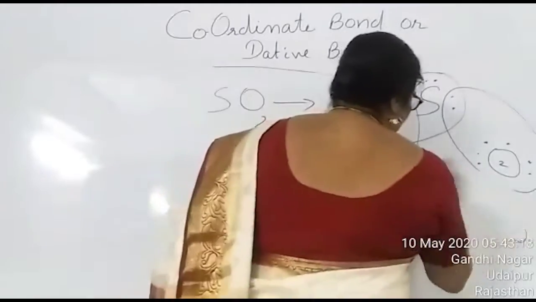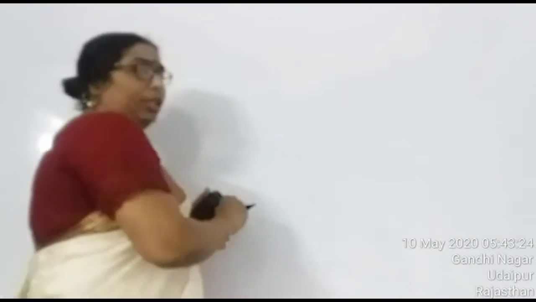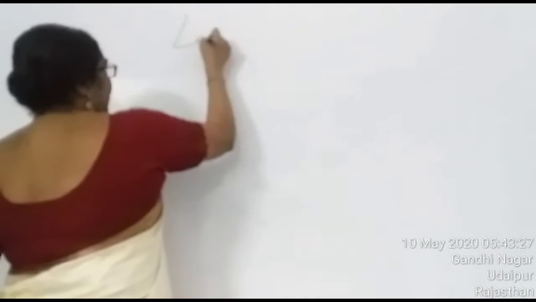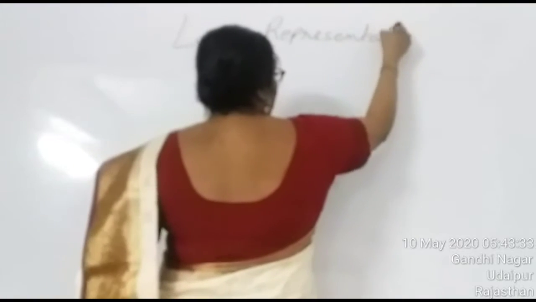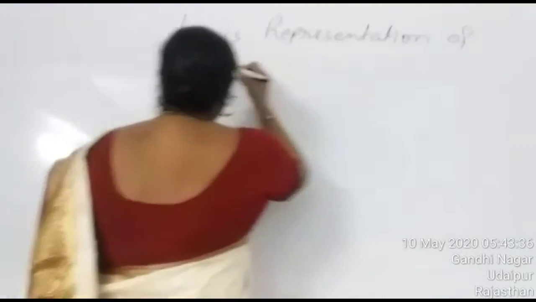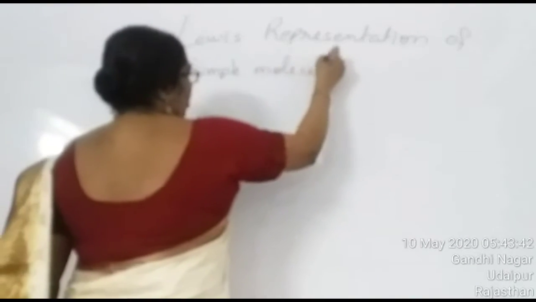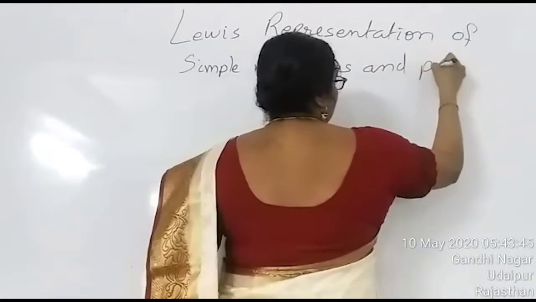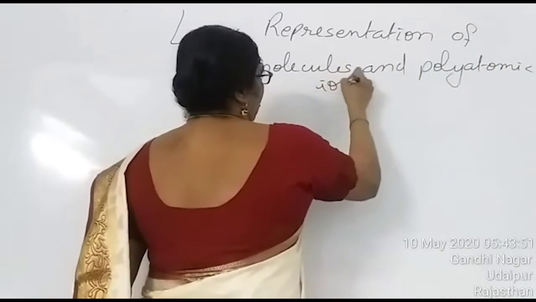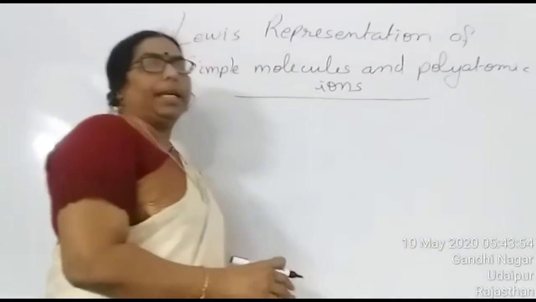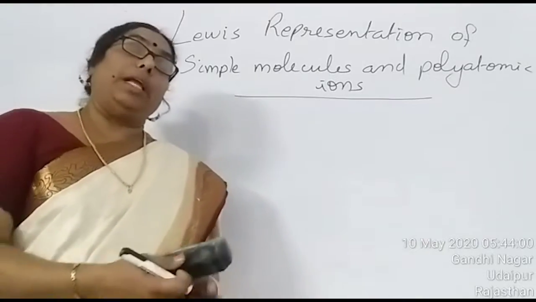Lewis representation of simple molecules and polyatomic ions. Okay, we are going to study Lewis representation of simple molecules and polyatomic ions. Last class, in the first class of this, you studied the Lewis dot structure. Now we are going to explain Lewis representation, the Lewis formula, to explain the structure of simple molecules and polyatomic ions.